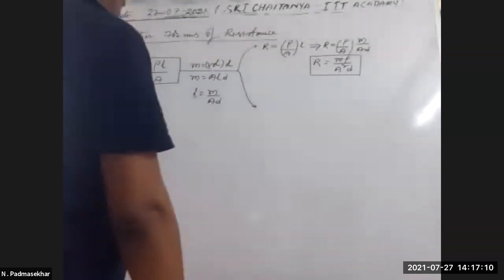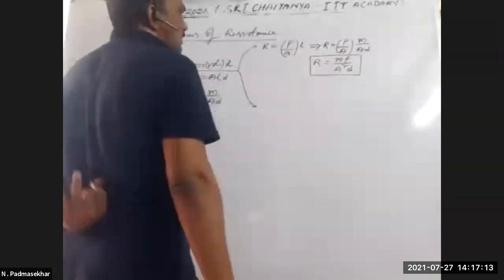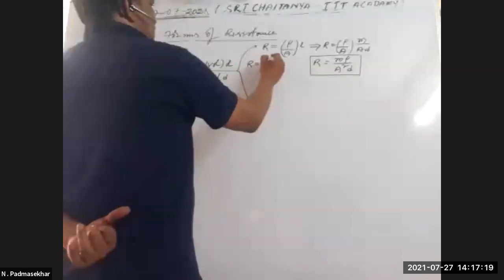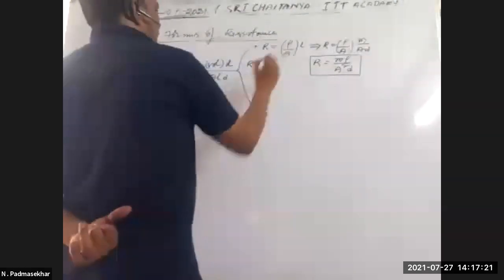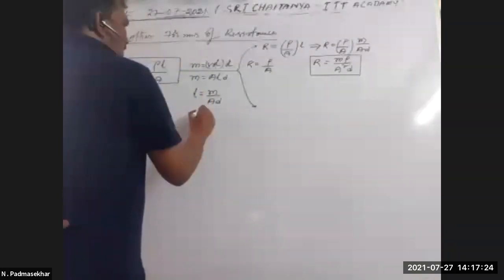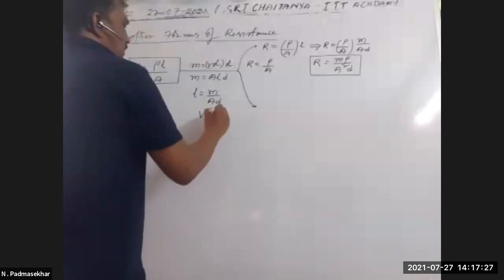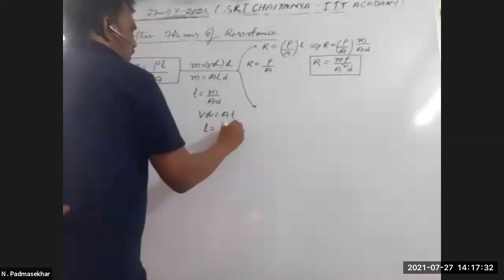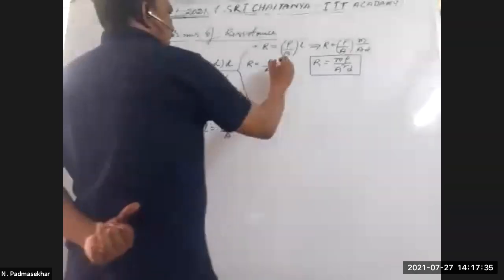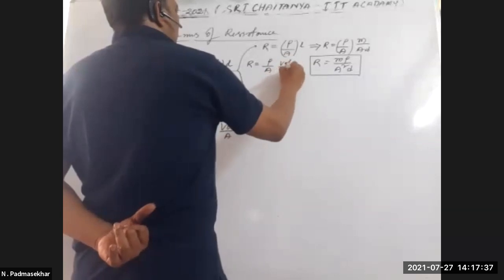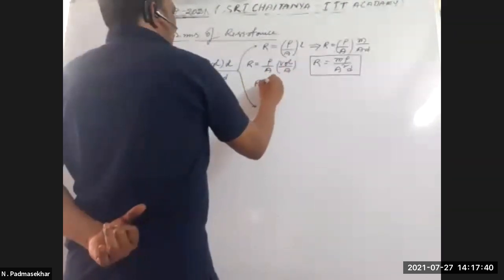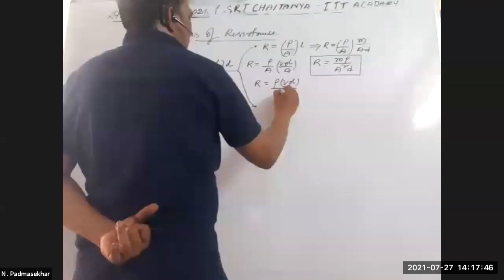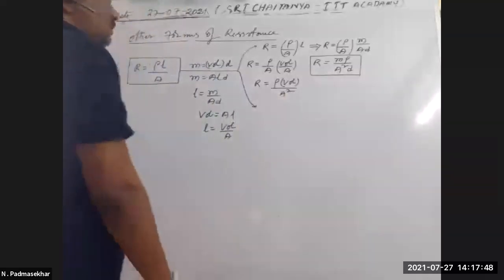Or in terms of the volume తీసుకున్నా, suppose this is in terms of mass. In terms of volume తీసుకున్నా, resistance is equal to rho L by A. You know that volume is equal to area into length. Length is equal to volume by area. So R is equal to rho into volume by A square.